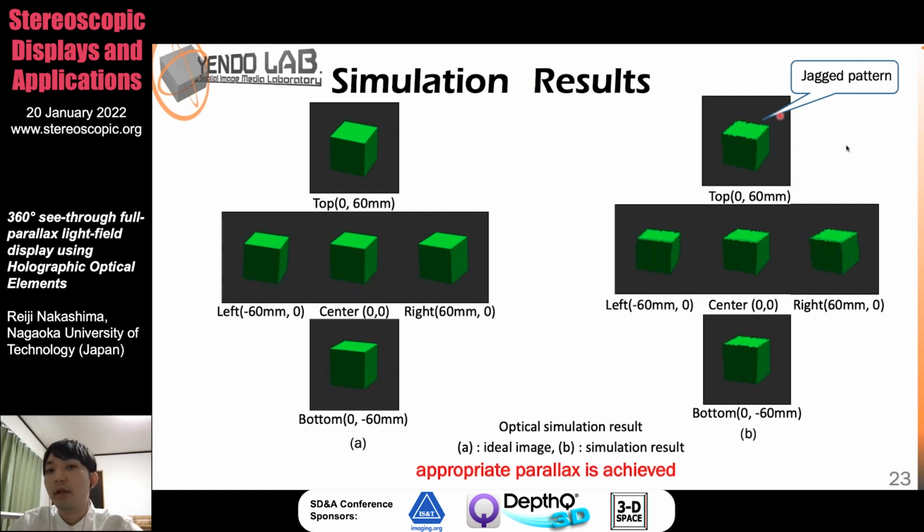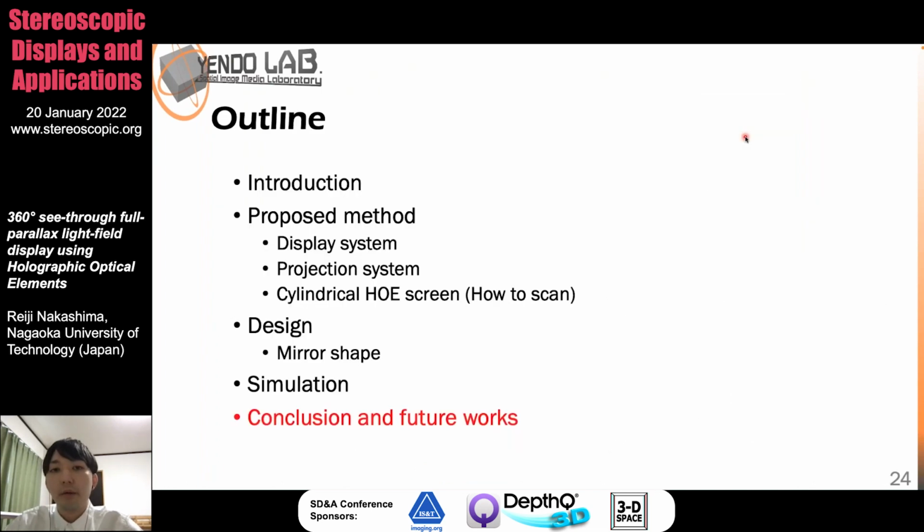However, when you look at the result closely, especially the top side of this cube, you can see the jagged pattern, and this happens because of the lack of number of the horizontal direction. In other words, the angular resolution is low. And I will talk about the conclusion and the future works.